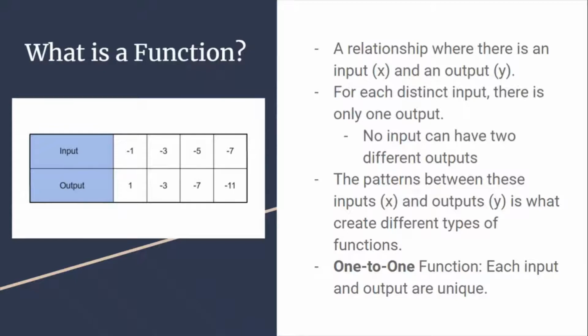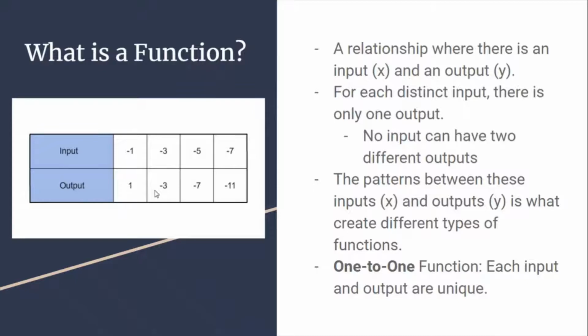And for each distinct input, there is only one output. What this means is that no input can have two different outputs, but this doesn't mean there can't be two same outputs for two different inputs. So in this table, for example, we can't have the input -1 show up twice with two different values as their outputs.